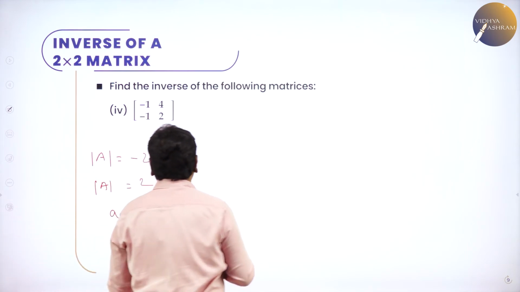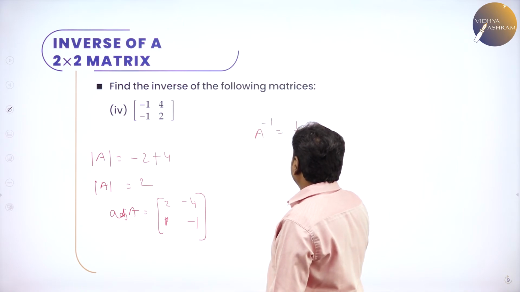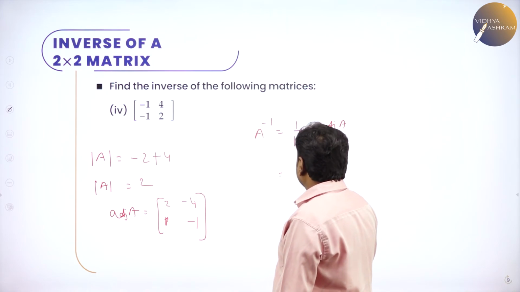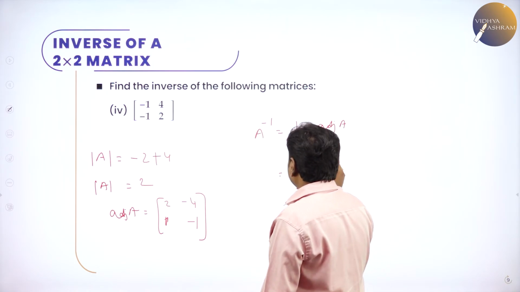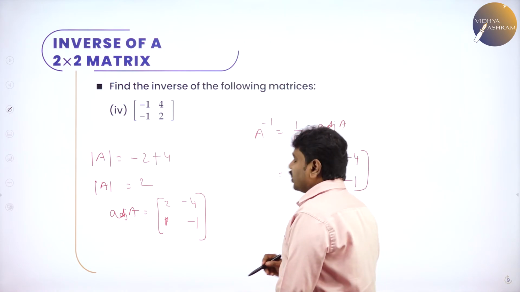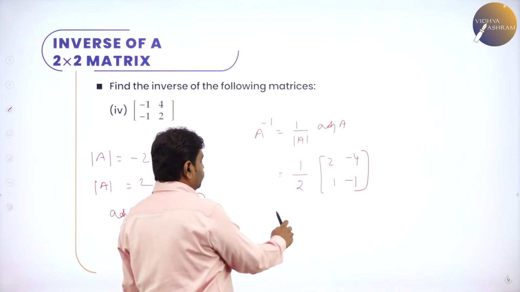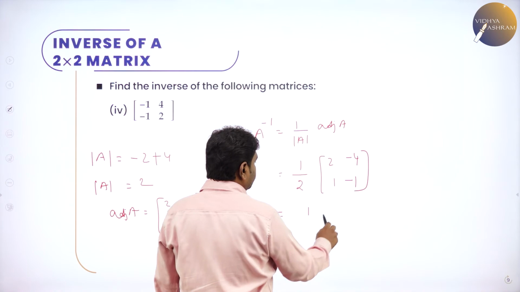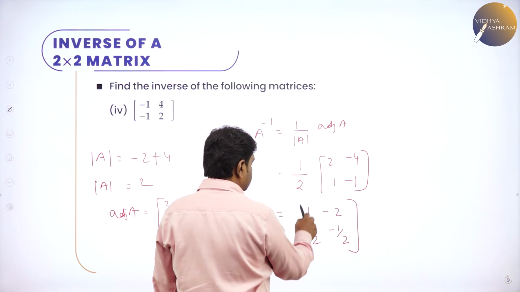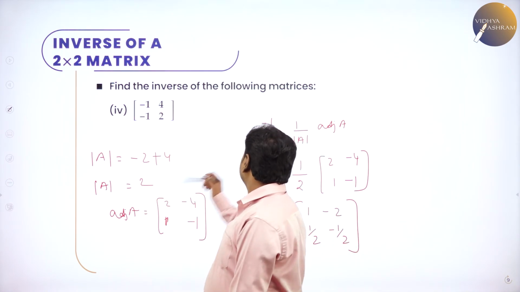Then find the A inverse. What is A inverse? 1 by determinant A into adjoint A. So now that is 1 by 2 into adjoint, which is what? 2, minus 1, minus 4, 1. Everything you can do in one step to verify. Now 1 by 2 into 2 is 1, minus 2, 1 by 2, plus minus 1 by 2. This is the A inverse. I hope all of you got how to find A inverse.